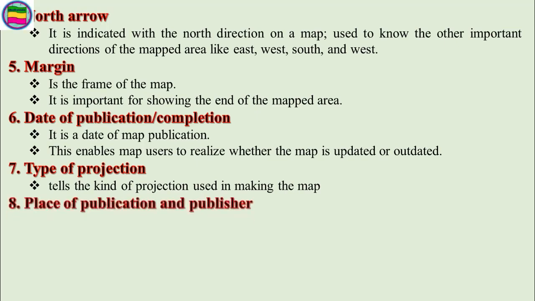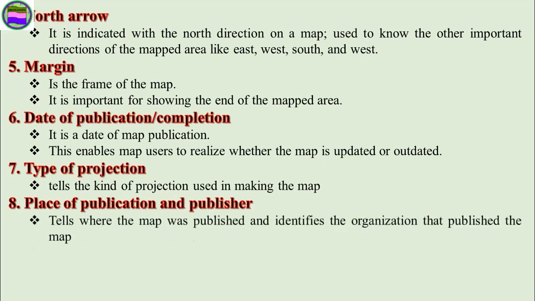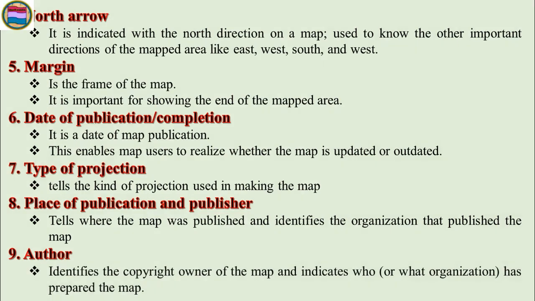The other one is place of publication and publisher, where this map is prepared and by whom. So it tells where the map was published and identifies the organization that published the map. And the other one is the author should be included, the author who is preparing this map. So the author identifies the copyright owner of the map and indicates who has prepared the map.